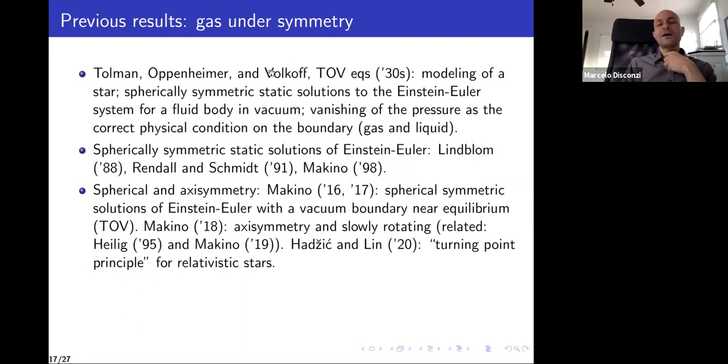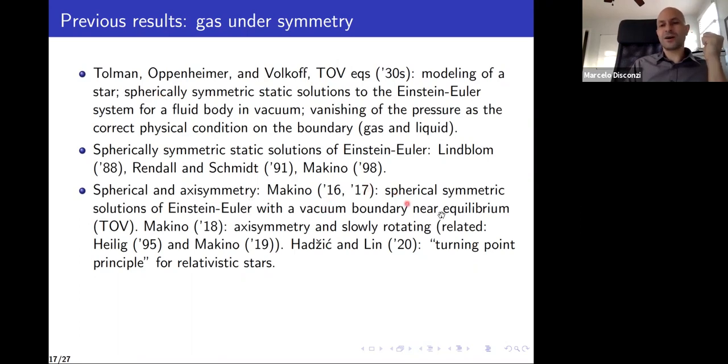If you have a gas, but under symmetry assumptions, several things are known. The first result actually goes back to the 30s in the work of Tolman, Oppenheimer, and Volkoff. Here they build the first model of stars. Those are spherically symmetric static solutions to the Einstein-Euler system. And it is in this paper that they identified that the pressure vanishing at the boundary is the correct boundary condition for the problem. Then there are spherically symmetric static solutions of the Einstein-Euler system obtained by Lindblom, Rendall and Schmidt, and Makino.